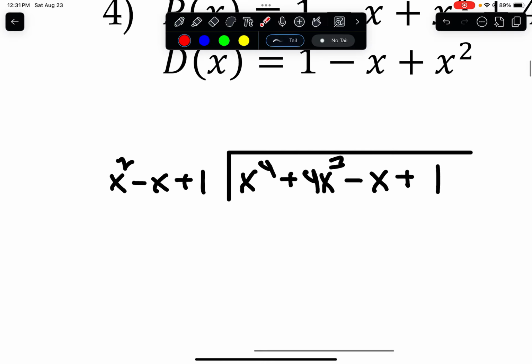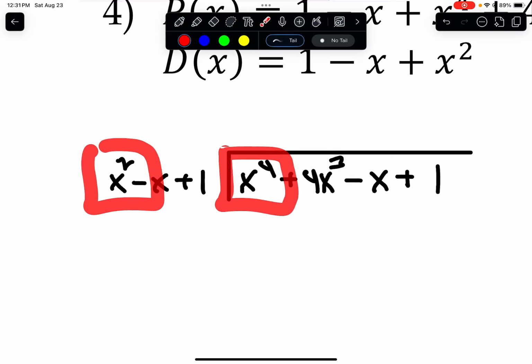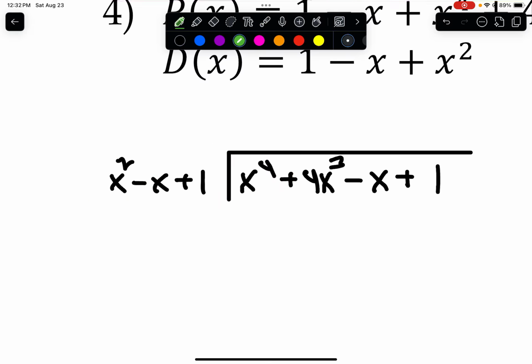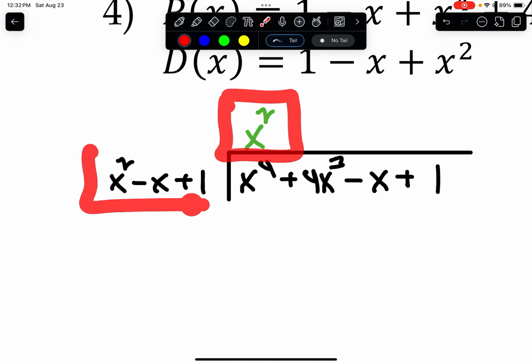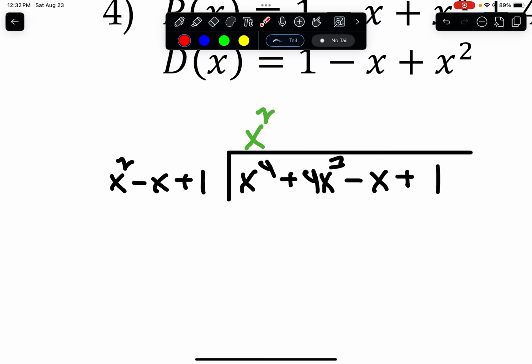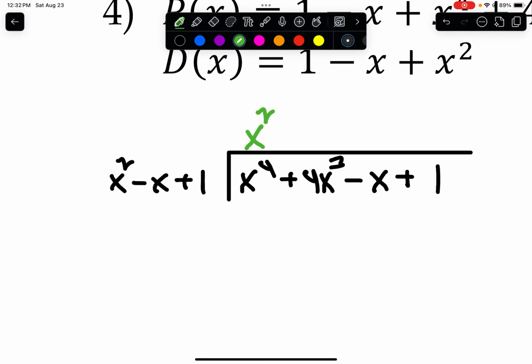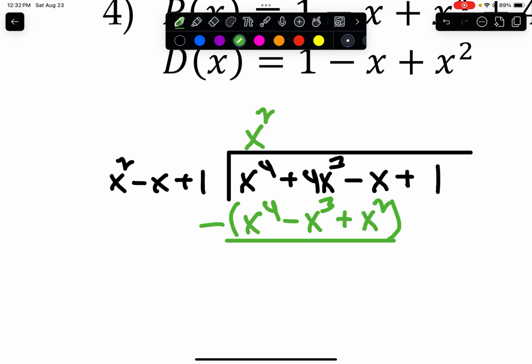All right, now we're ready to do our long division. Once again, we're only going to look at our leading terms. So x squared times what is going to give me x to the 4th? I need an x squared. I'm going to multiply it times my divisor, write it underneath, and then subtract. When I multiply, we get x to the 4th minus x cubed plus x squared. Okay, and then we're going to subtract.